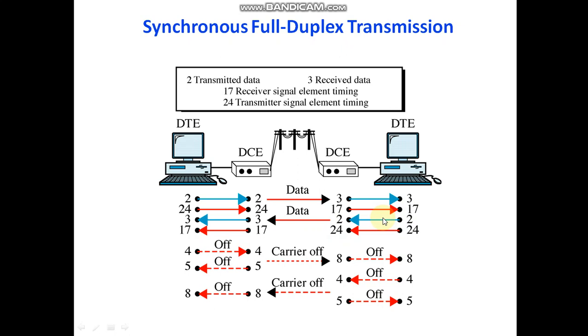Likewise, the responding computer follows the same procedure in sending data to the initiating computer. In this way, the data is transferred from the sending DTE to the receiving DTE. Pins 2 and 24 are used to transmit the data and timing pulse. In the same way, pin 3 is used to receive the data, and pin 17 is used to receive the timing pulse. We have already established the carrier signal using pins 4, 5 and 8. Once the transmission is completed, we can clear off the carrier frequency. 4, 5, and 8 are cleared, and now the data is transmitted completely.